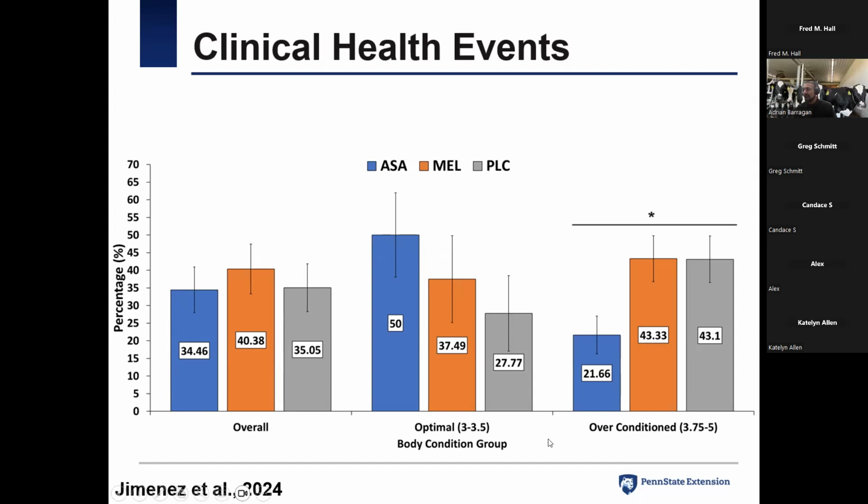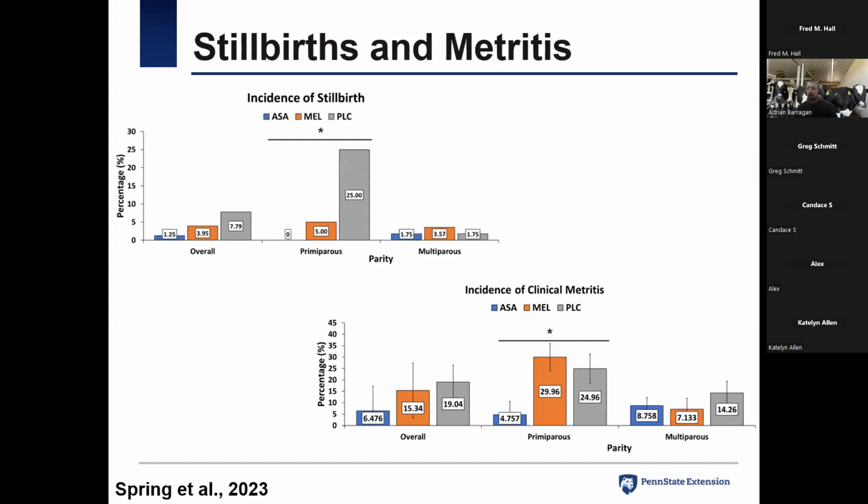But then when we divided those animals by body condition score, we found that the overconditioned cows that were treated with aspirin had half the incidence of diseases compared to the animals that were treated with meloxicam or placebo. So aspirin appeared to have a positive effect on preventing diseases overall, right? Not only metritis. But what about when we look at metritis specifically?